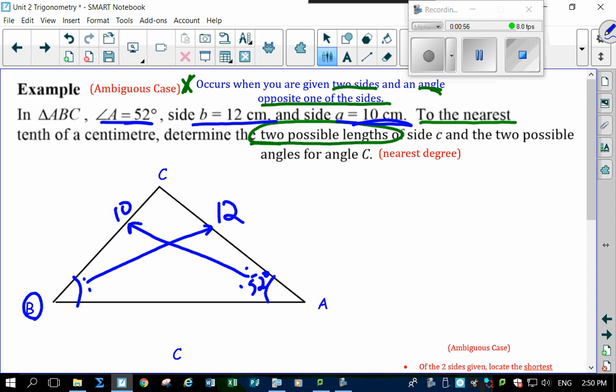And now, how is this an ambiguous case? It occurs when two sides and the angle opposite to one of the sides is given. Look, there are the two sides, and the angle opposite is given. That's an ambiguous case right there.